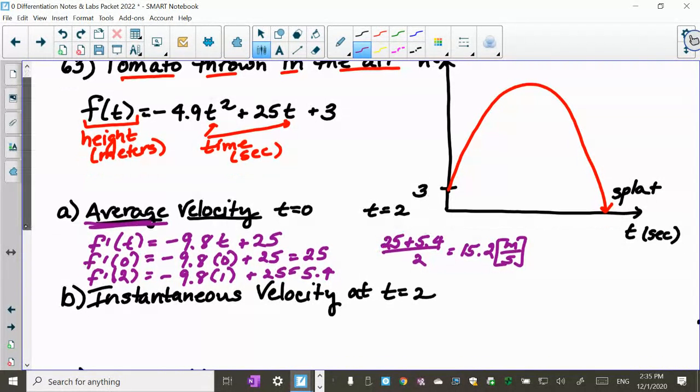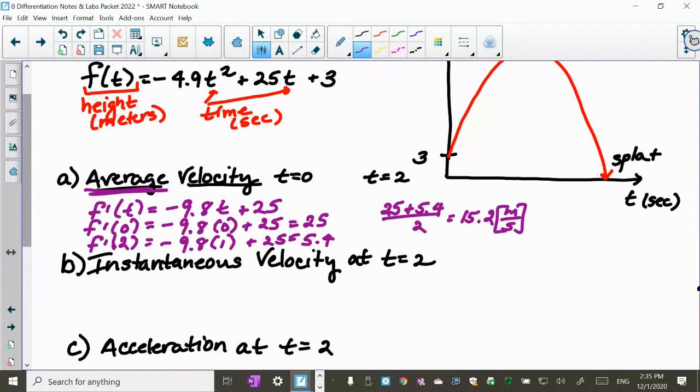If I wanted to know the instantaneous velocity at time equals 2, well, that's easy. We've already done it. It's right here. At f prime of 2 is 5.4 meters per second. So they basically want you to notice the difference. At 2 seconds, instantaneously, it's 5.4 meters per second. But from when I threw it, from time 0 to time is 2, the average velocity was actually 15.2. So there is a difference from instantaneous and then average.